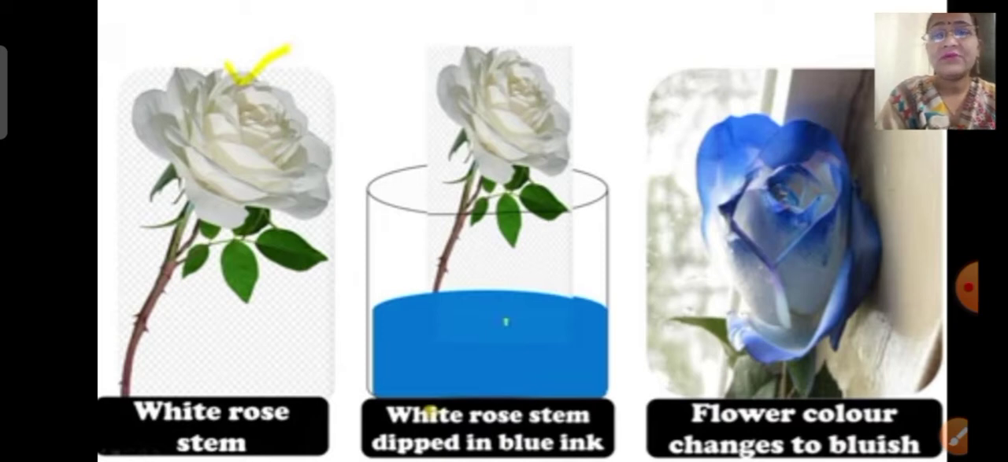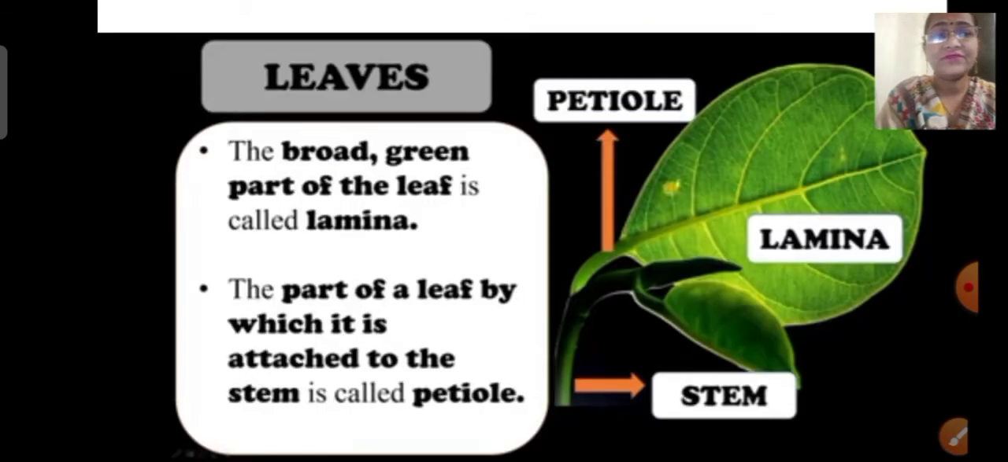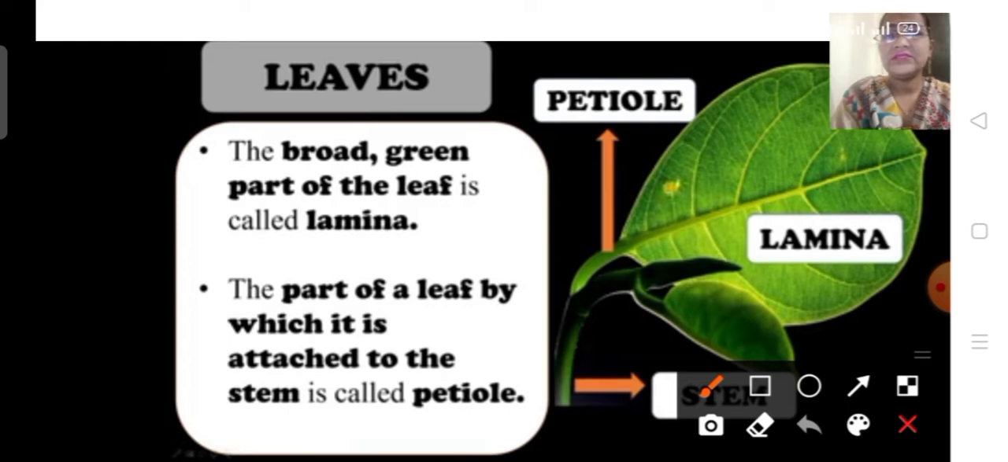After studying about the stem, let's now study about the leaves. Okay, so first we'll study about the different parts of the leaf. And see children, this is the broad green part of the leaf, and this entire part is called the leaf lamina. The part of the leaf by which it is attached, this part, is called the petiole of the leaf. So we can say that the part by which the leaf is attached to the stem is called the petiole.